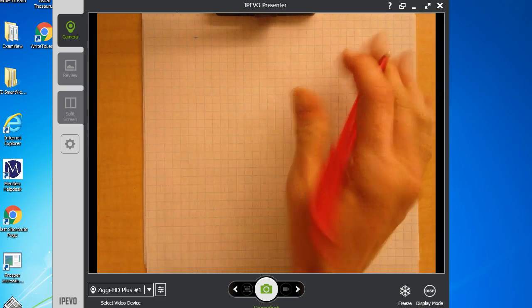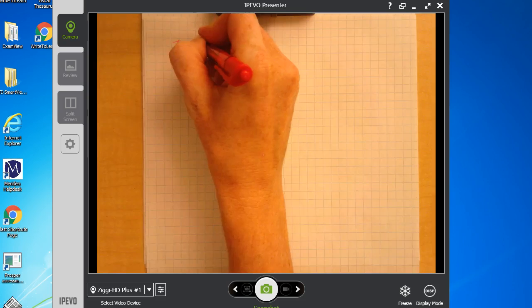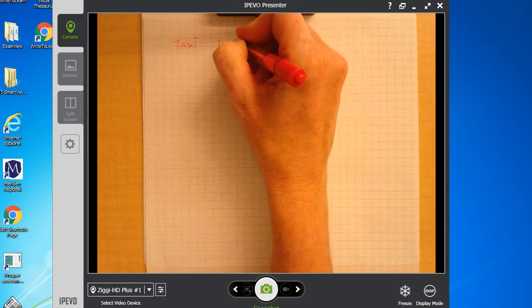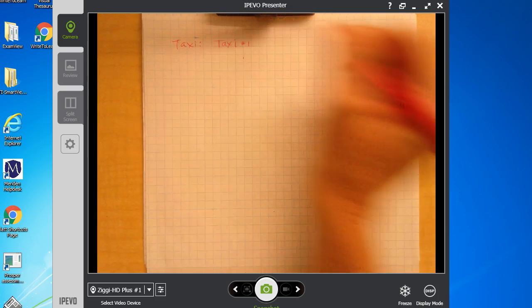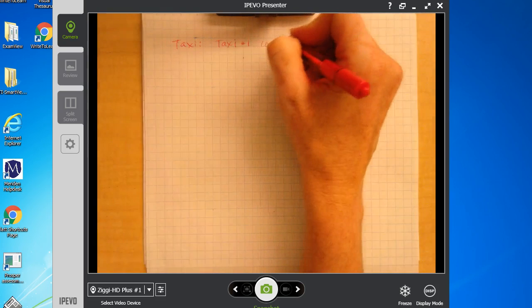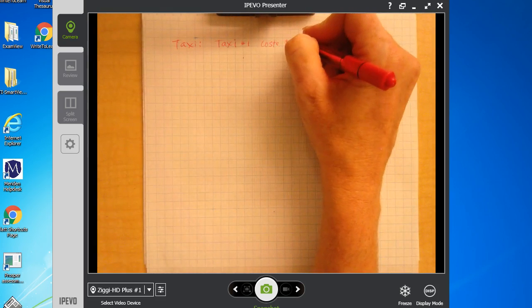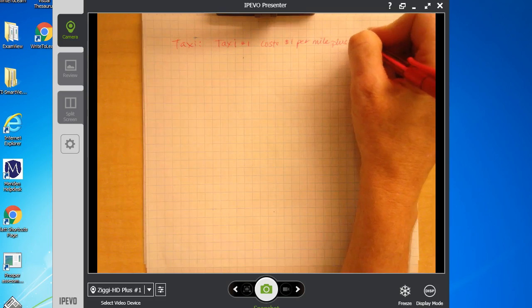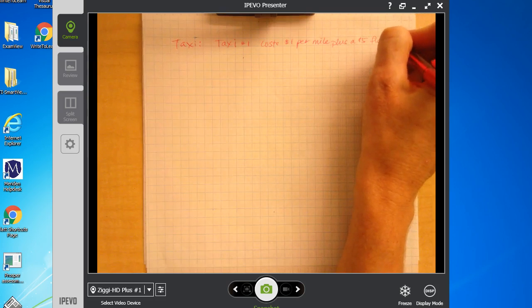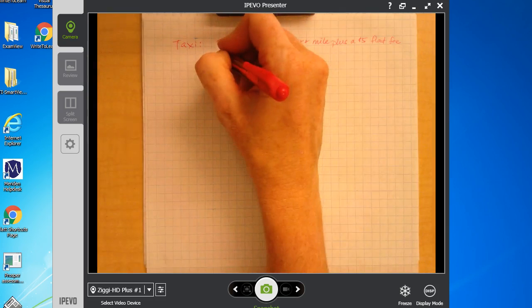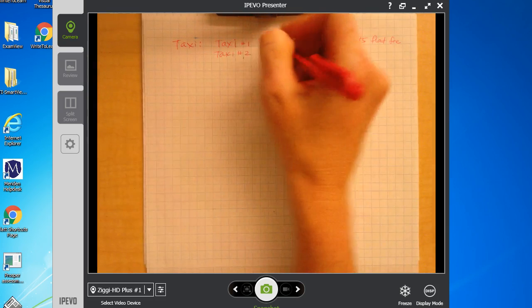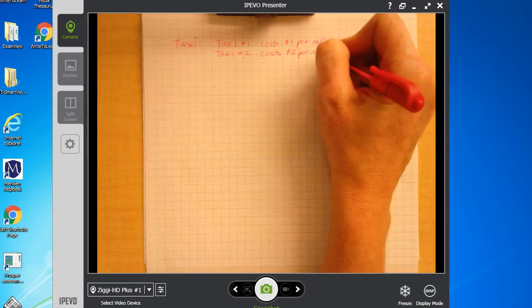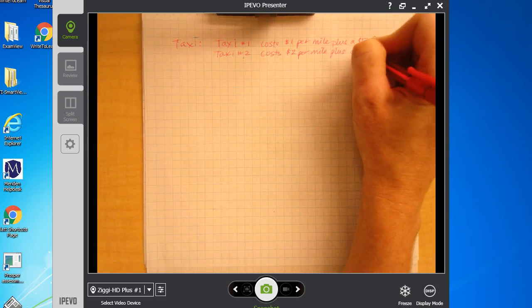Okay. This example is about a taxi. So in this example, I can take taxi 1. Taxi number 1 costs $1 per mile plus a $5 flat fee just for getting in the taxi. Okay. Taxi 2 costs $2 per mile plus a $3 flat fee.